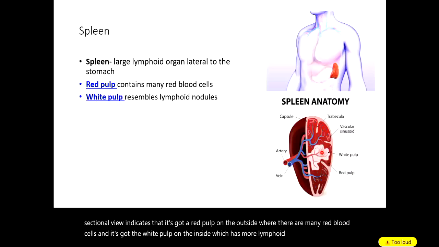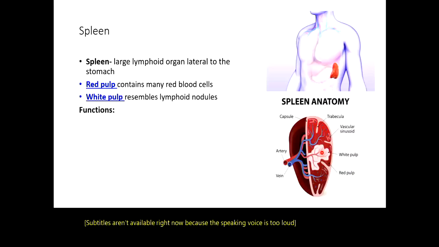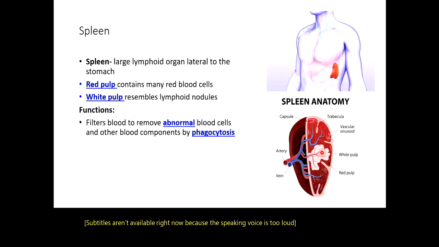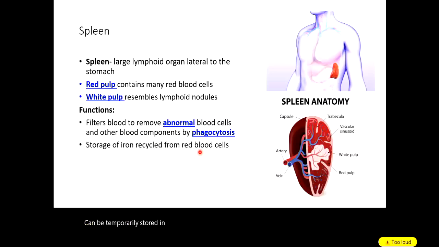In yesterday's lecture we talked about how the red blood cells are going to be monitored by macrophages in the red pulp, and so the abnormal red blood cells will be phagocytosed, and we find that the iron from those red blood cells can be temporarily stored in the spleen as well. That's another function for the spleen.